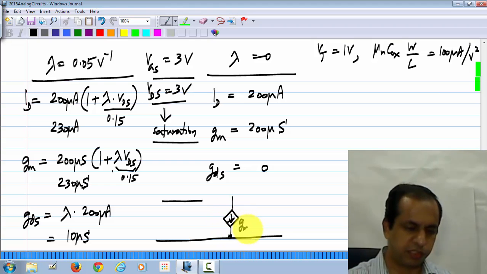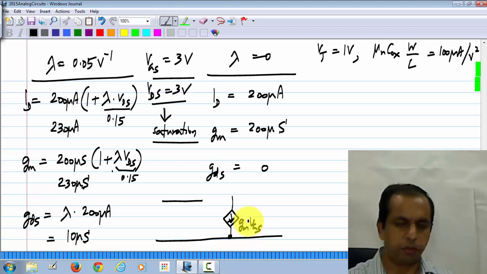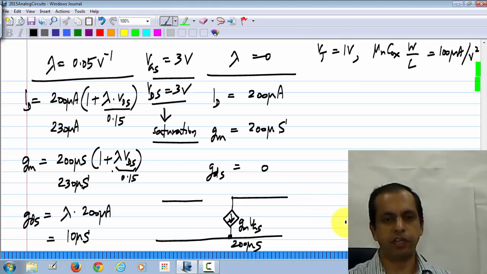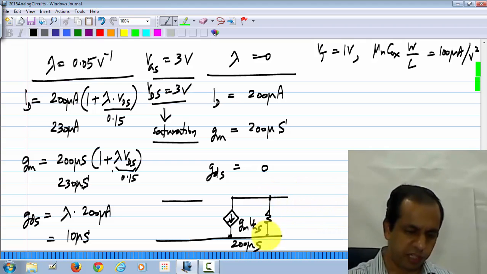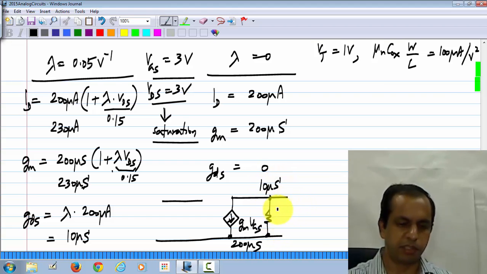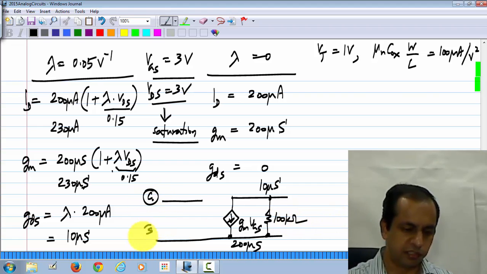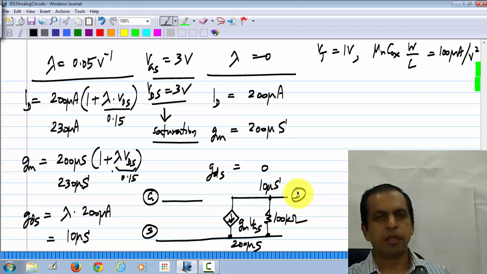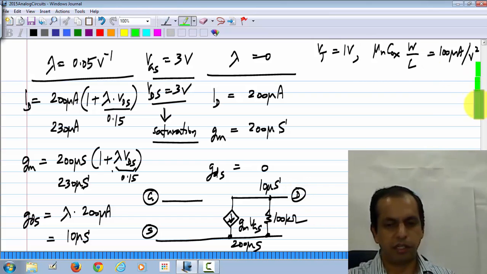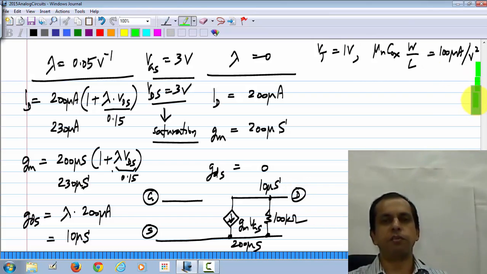So, our model will consist of GM VGS, and we will continue to use GM of 200 micro Siemens, ignoring the 1 plus lambda VDS term, but significantly we have a resistor here between these two, or a conductance whose conductance is 10 micro Siemens or whose resistance is 100 kilo ohms. Okay. This is the gate, this is the source, and this is the drain. So, the most important effect of this lambda is to introduce an incremental conductance between the drain and source of the MOS transistor, and this will directly affect the characteristics of the common source amplifier. What that effect is, we will analyze in the following lessons. Okay.